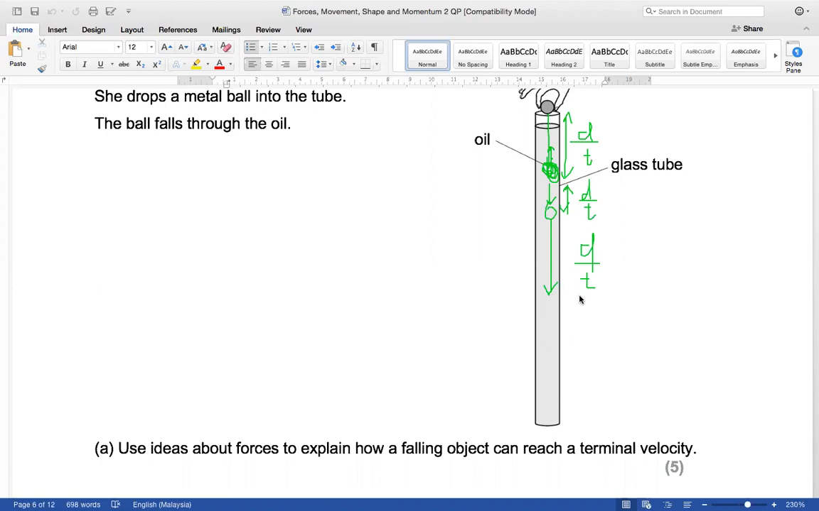So at some point, let's say I finish it. Distance over time.